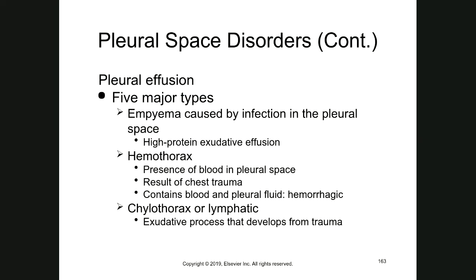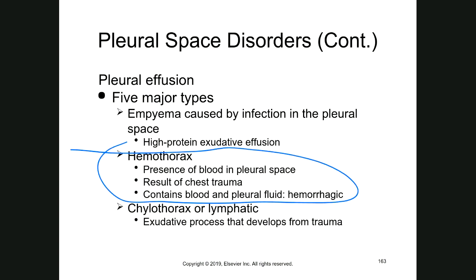Also, there are others that we will see, but I will not ask them, and I just make reference to them to avoid confusion with the other two. Empyema is caused by infections of the pleural space, a high protein exudative effusion. Hemothorax is the presence of blood in the pleural space resulting from chest trauma. Basically, when you have trauma in your chest, the pleural fluid contains blood and is hemorrhagic. That's why I like to put it here, to avoid any confusion with the other two. This is the only one that you need to pay attention to right now.